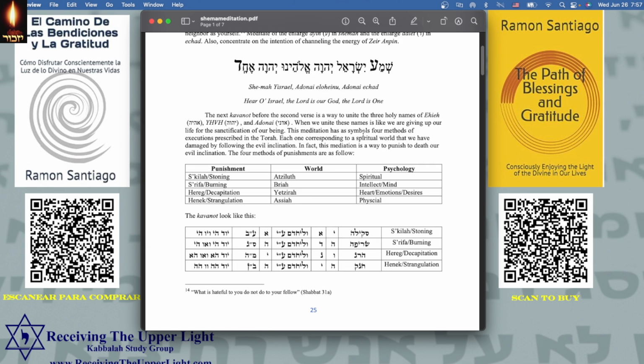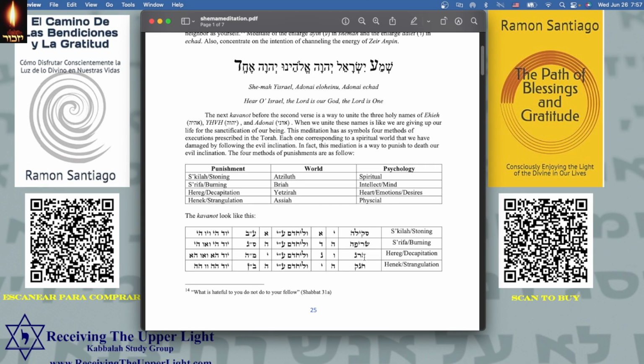This meditation has as symbol four methods of execution prescribed in the Torah, each one corresponding to a spiritual world that we have damaged by following the evil inclination. In fact, this meditation is a way to put our evil inclination to death. So you're going to find in the Kabbalistic Siddur the stoning, burning, decapitation, strangulation. And it's not that we're promoting death by these things.